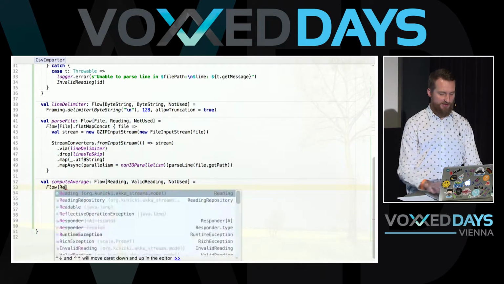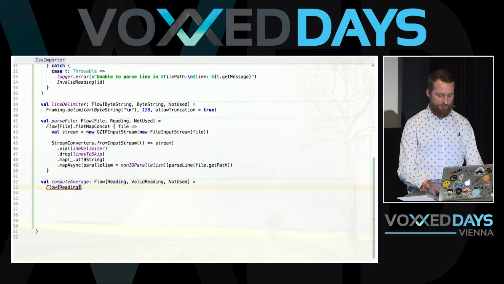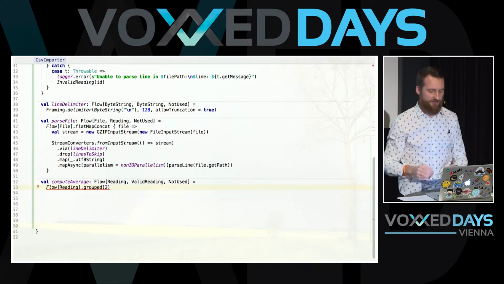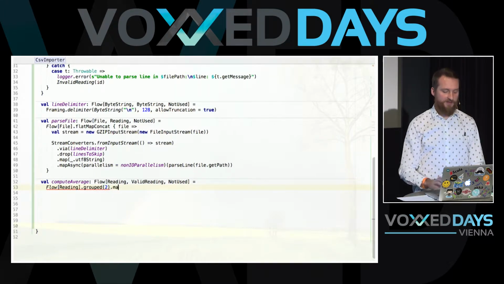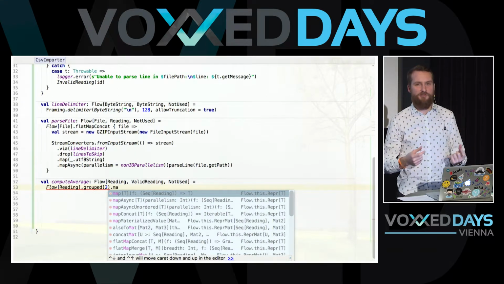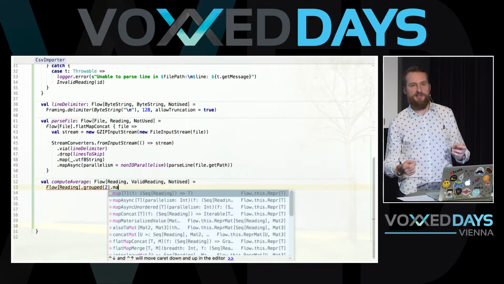Here, once again, our entry point is a flow of reading. So we have incoming readings, and what we want to do now is group them by 2, because every 2 lines share the ID and they may contain a value. And then we want to process them, computing the average in an asynchronous fashion. But this time, since we already grouped the lines by 2, the order of computation doesn't matter.